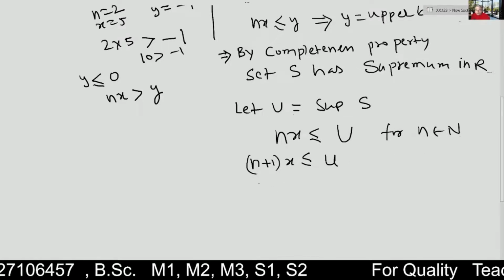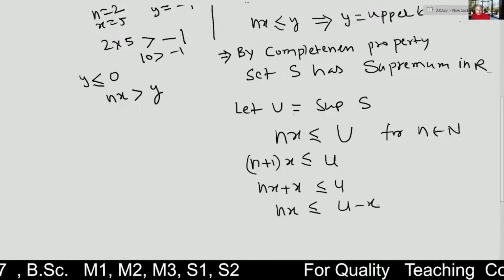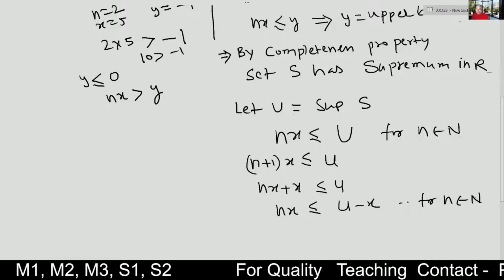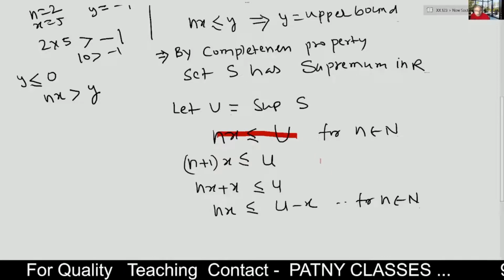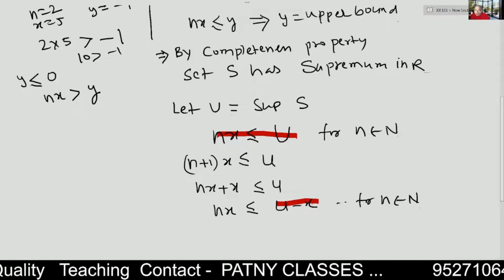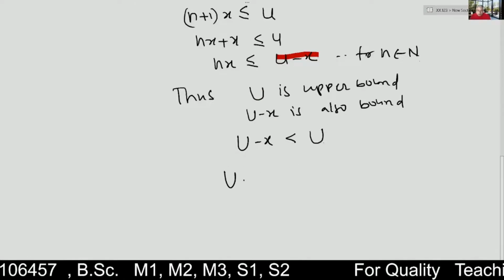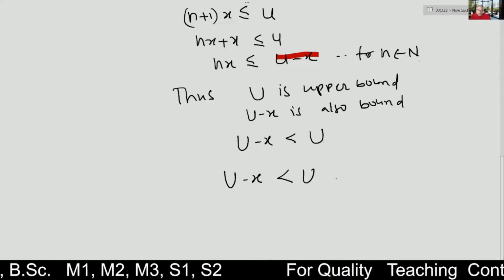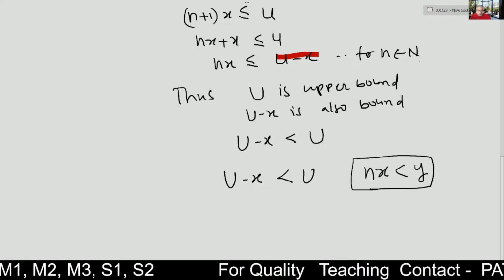This is true for all natural numbers. Opening the bracket and subtracting x from both sides, we get nx smaller than or equal to u minus x. This is true for all n belonging to N. When nx is smaller than or equal to u minus x, then u minus x is another upper bound, though u was the supremum value. How can a given set have two supremum values? Since u minus x is smaller than u, this is a contradiction to our assumption that u is the supremum value. Therefore nx smaller than y is a wrong assumption. This is not valid.